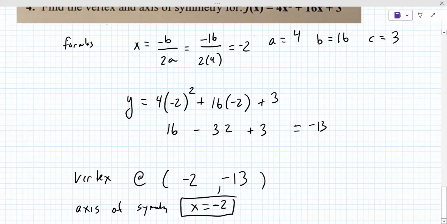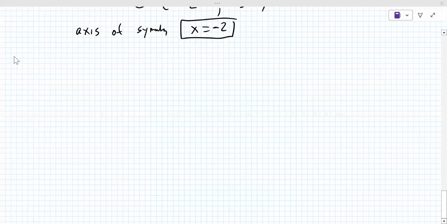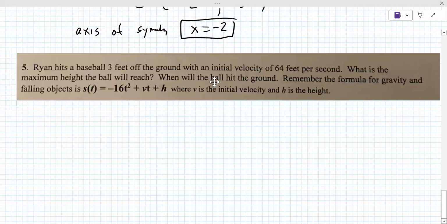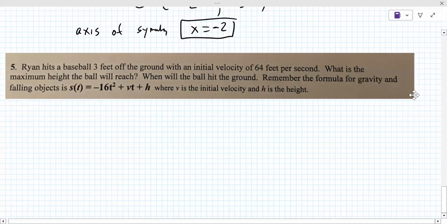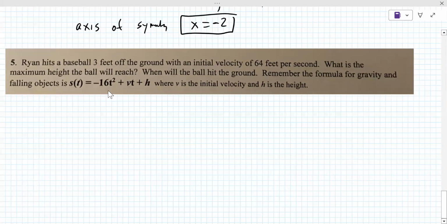Next problem here, number 5. When I looked at this problem, I want you to think through whether you're going to be given the equation at the bottom for a falling object, or if you will have to memorize this. We're probably going to be given the equation.